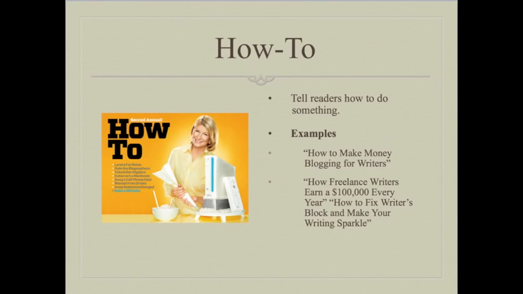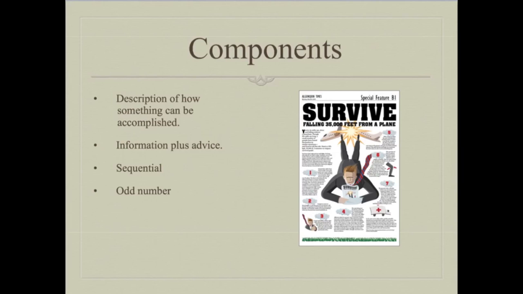And that would be the how-to. So often how-tos identify themselves pretty obviously. They'll say how to make money blogging for writers, how to be a freelance writer and earn $100,000 a year, how to fix writer's block, etc. These stories are telling the reader how to do something, and it has to go in some chronological order. You need to do one element before you do the other.